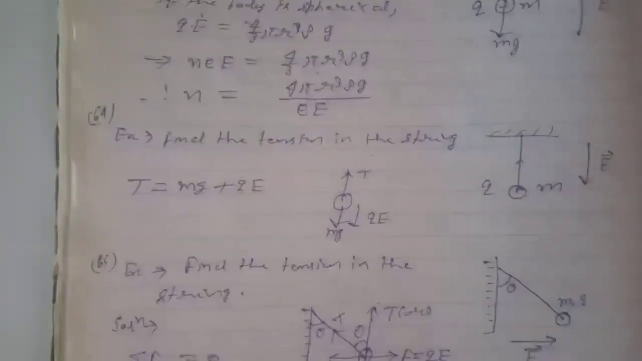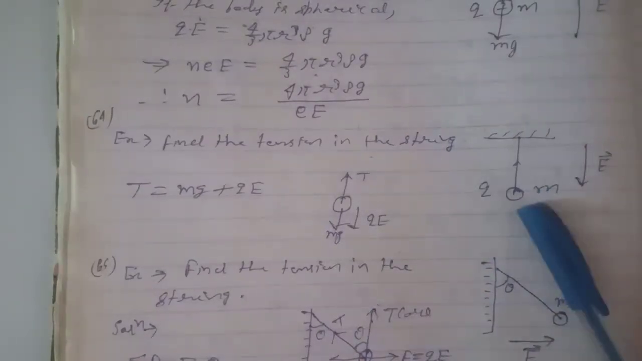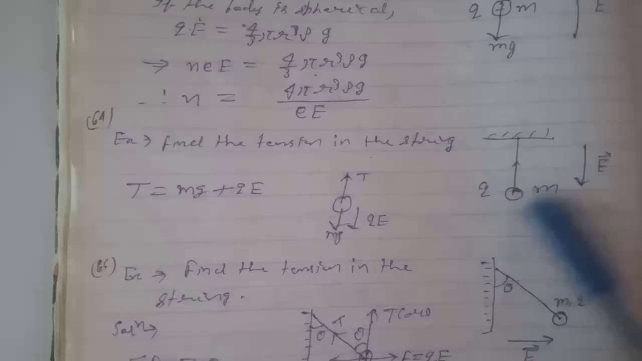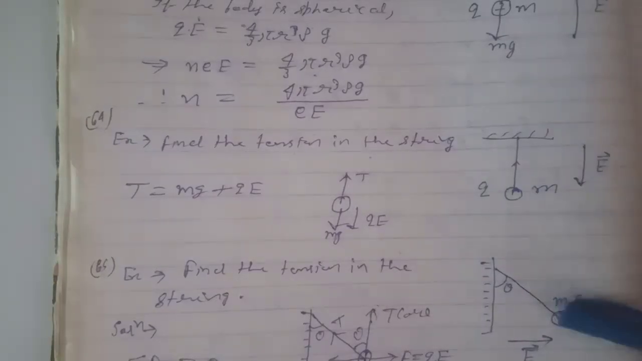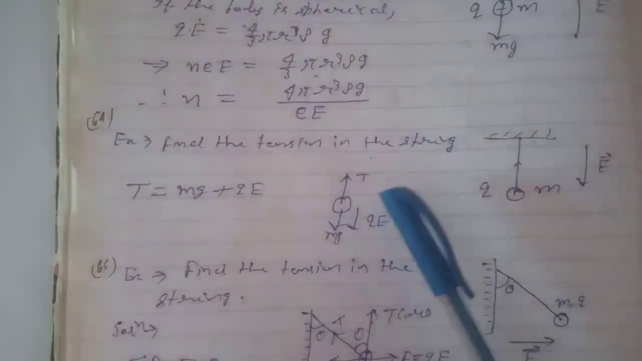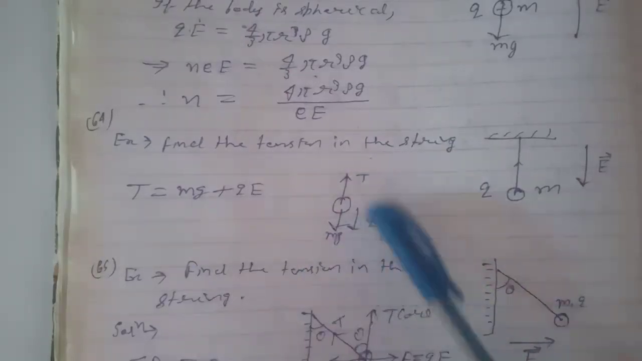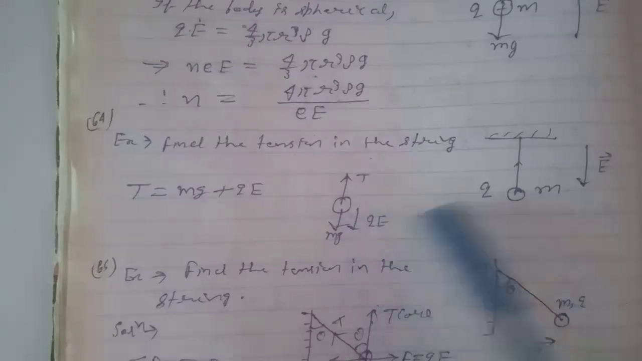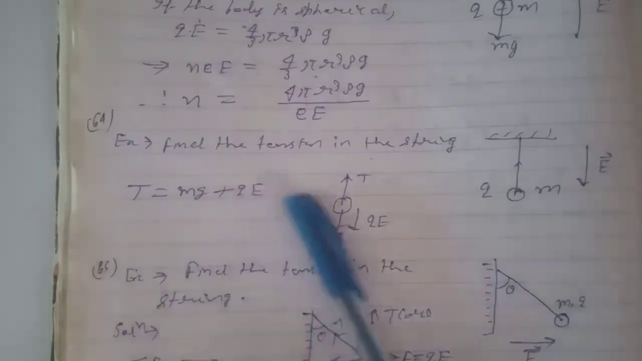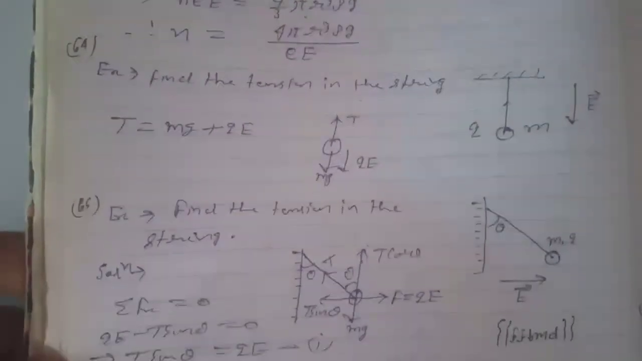Next, find the tension in the string. Here a bob of mass m is hung with a string, and the charge on it is q, and the electric field is in the vertically downward direction. So the free body diagram is shown here. The tension will be acting in the vertically upward direction, the weight in the downward direction, and also the electric force in the downward direction. Because the body is in equilibrium, we can write T equals mg plus qE. So we have calculated the value of T in this example.